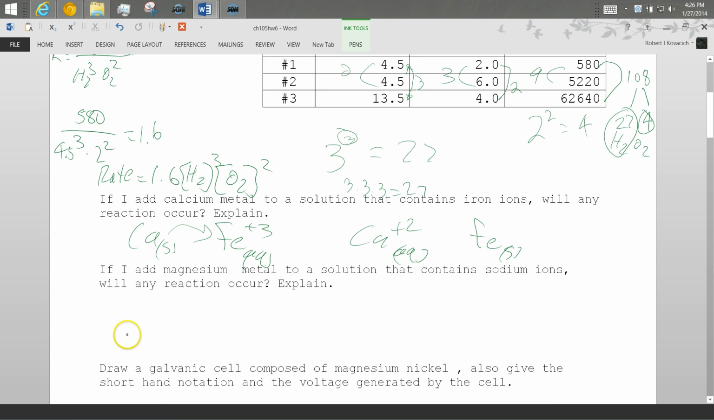If I add magnesium metal, Mg solid, to a solution that contains sodium ions, will a reaction occur? And the answer is no, because sodium is higher on the list. So that means magnesium will not give any electrons to anything higher on the list. And since sodium needs the electrons, it doesn't even have any electrons to give. So it cannot.